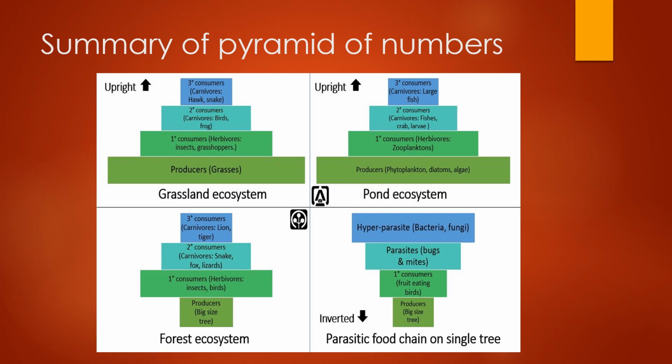Okay, now this is a summary of the pyramids of number. In case of grassland, it is upright. In case of pond ecosystem, it is also upright. In case of forest ecosystem, it is urn shape. And in case of parasitic food chain, it is always inverted. You just remember this parasitic food chain, because it is slightly different from the other ones.